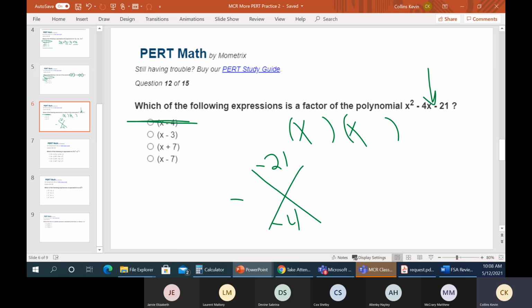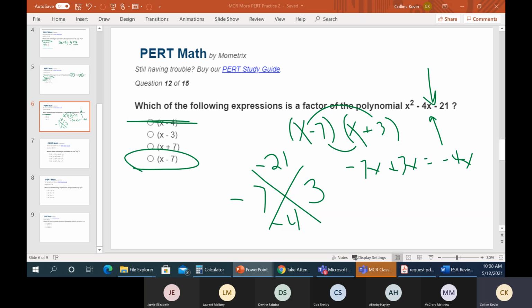So since we said D, that would be x -7 and x plus 3. Now let's just make sure that works. So we got -7x plus 3x, so it's -4x. And as we always said, if you can get the middle term to line up, you're in good shape. So that's our answer. Good. But like I said, even if you totally run out of steam, if you realize that 4 doesn't go into 21, you can get rid of an answer right out of the gate. All right, good work, everybody. We'll do a couple more and we'll call it a day.